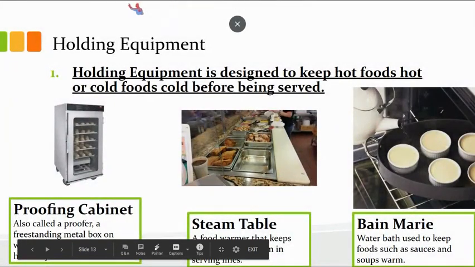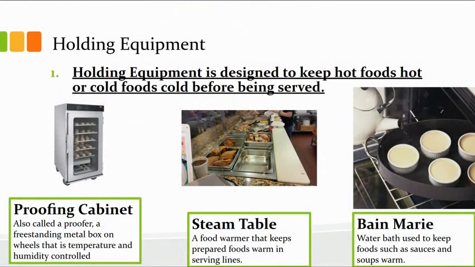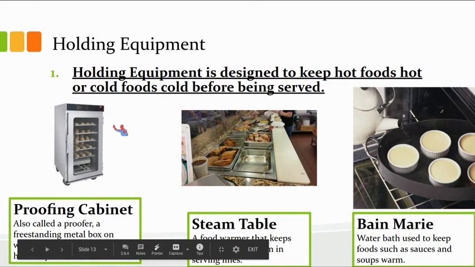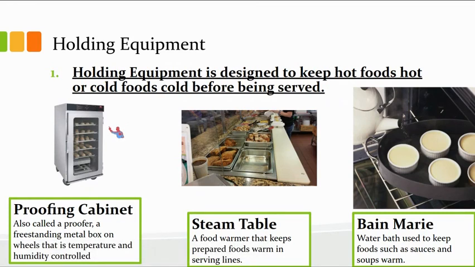The last type of equipment we're going to look at is called holding equipment. So basically, the goal of holding equipment is to keep hot foods hot and keep cold foods cold before being served. We also tend to use it for some of our baking, because some of them are heat controlled, like the proofing cabinet. It's also called a proofer, but it's a freestanding metal box. It tends to be on wheels because you can move them about. You have to make sure that they're plugged in wherever you move them. It is temperature and humidity controlled. So we call it a proofer because we tend to put bread in there, and because we can control the temperature and the humidity, we can get bread to rise a lot faster than if we were to just leave it out in a warmer area.